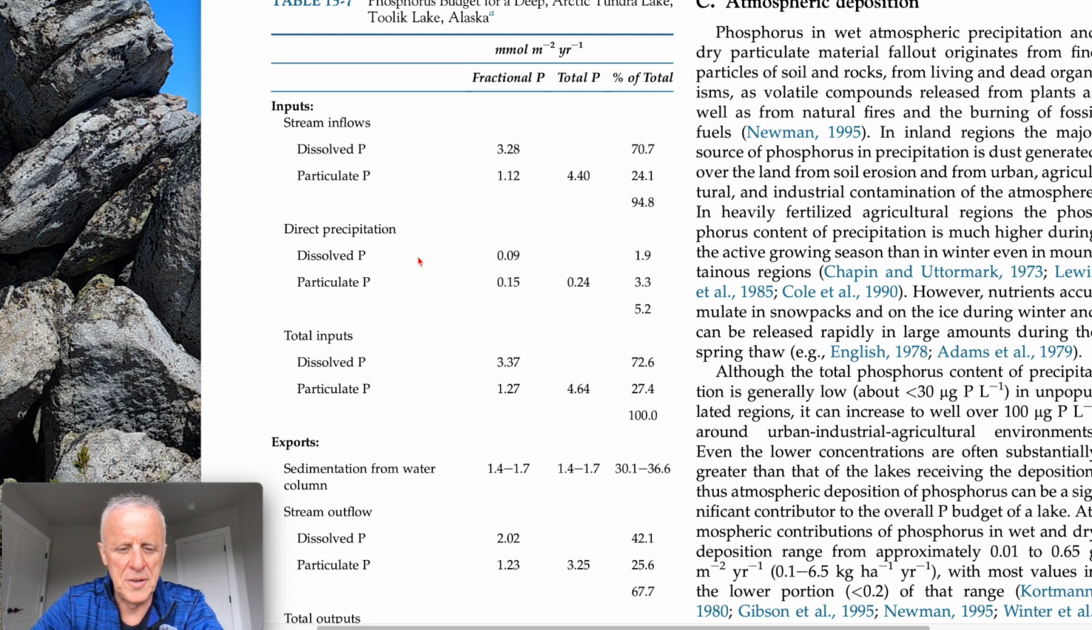And in terms of precipitation, like this is a stream inflow. In terms of precipitation, a very low phosphorus, higher for particulate phosphorus than it is for dissolved phosphorus.